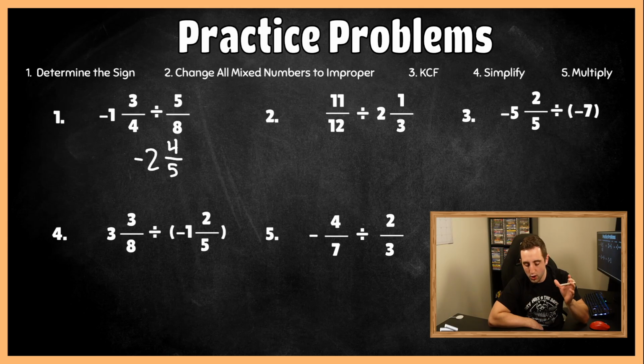Now for number 2, I noticed same signs, final answer should be positive at the very end, and we do have another mixed number, which is 2 1/3. So let's go ahead and convert that.